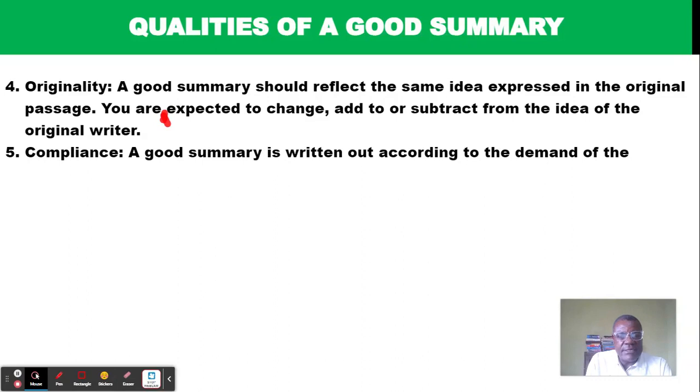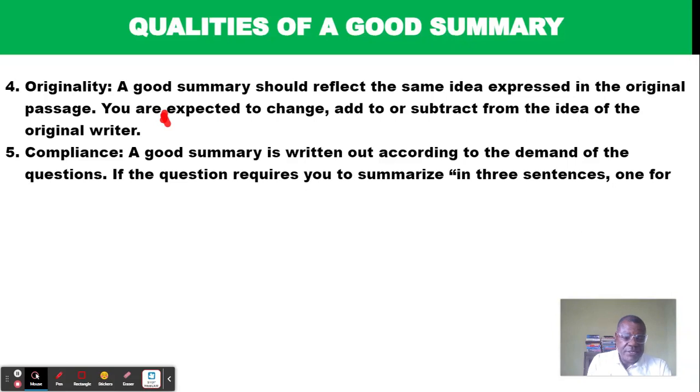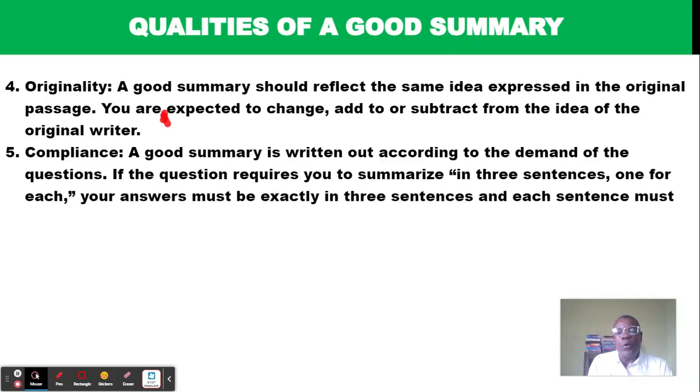Number 5, compliance. A good summary is written out according to the demand of the questions. You need to look at the summary questions and you adhere strictly to the specification, the demand. If the question requires you to summarize in 3 sentences, 1 for each, for example, your answers must be exactly in 3 sentences and each sentence must contain only one idea. So a good summary complies with the requirements of the question, the demand of the summary question.